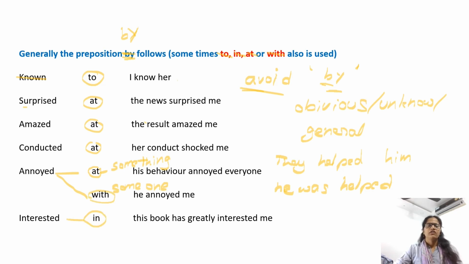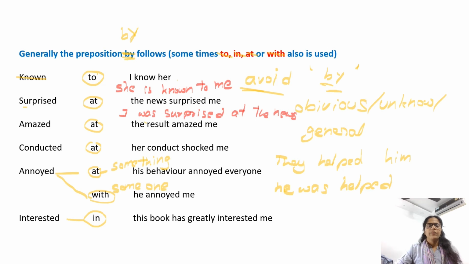I know her. She is known to me. It's not known by me. It has to be known to me. The news surprised me. I was surprised at the news, not by the news. The result amazed me. I was amazed at the result. Her conduct shocked me. I was shocked at her conduct. His behavior annoyed everyone. Everyone was annoyed at his behavior. He annoyed me. I was annoyed with him.